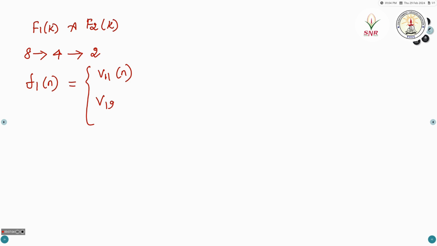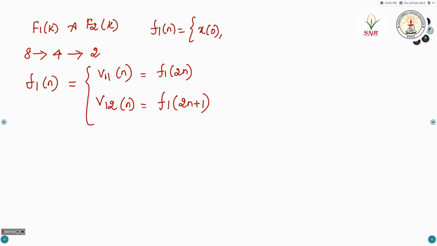One I am naming as v11 of n. Another one I am naming as v12 of n. So it is again represented as f1 of 2n, and this is f1 of 2n plus 1. As we have seen in our previous work, this is derived in the past.